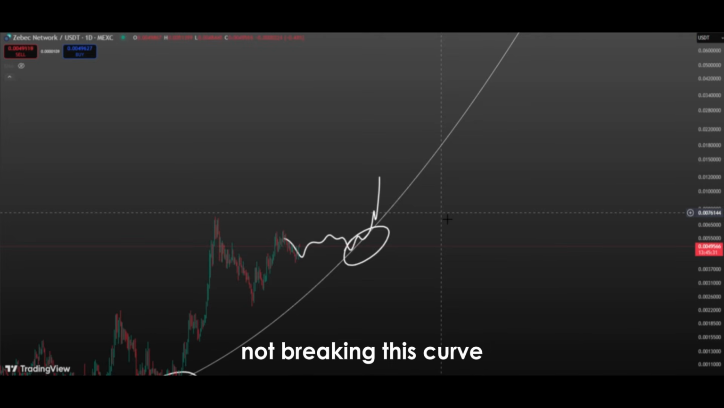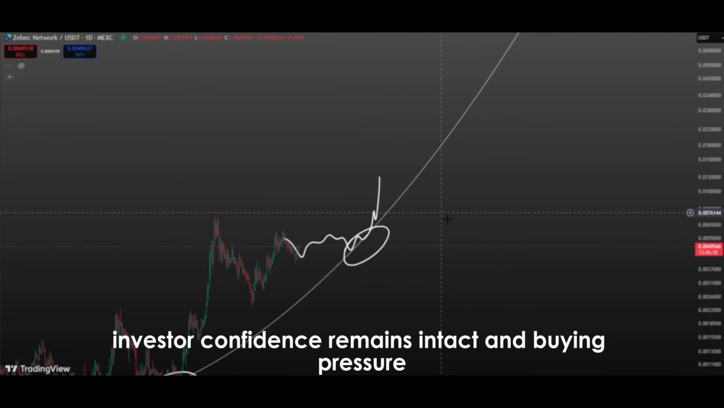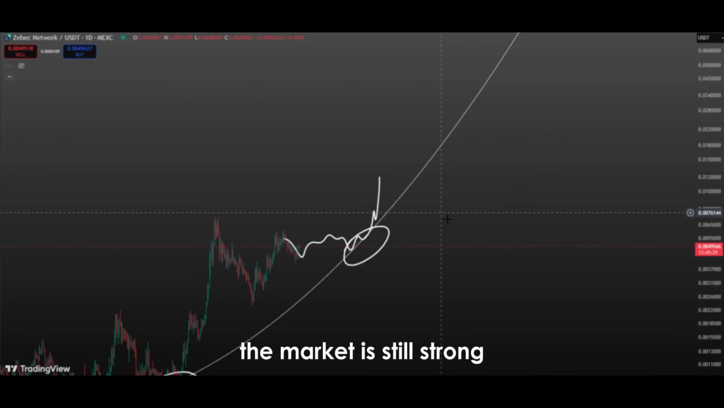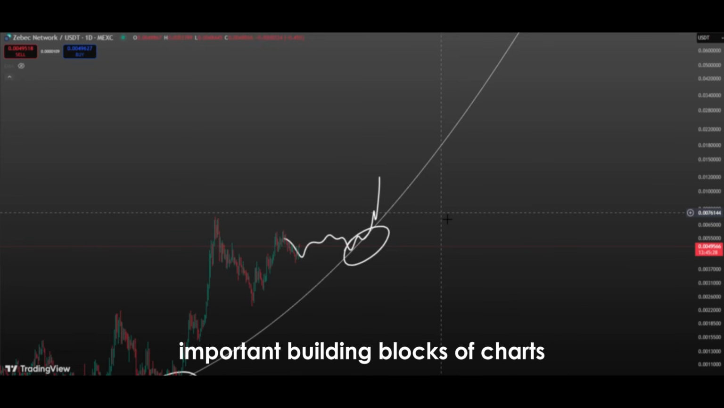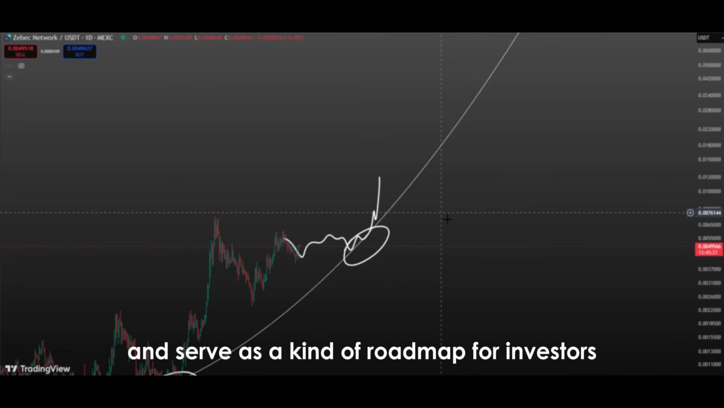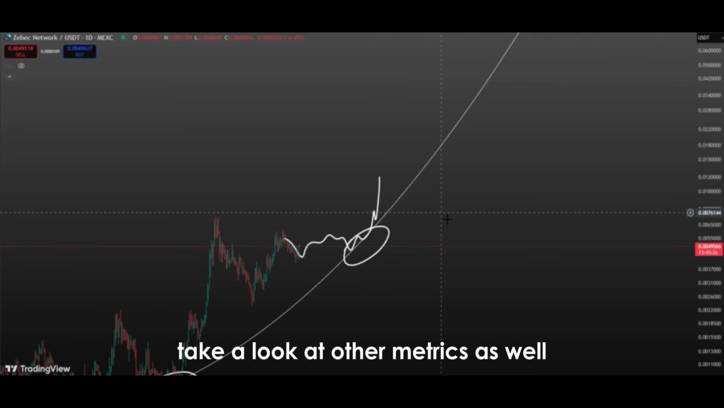Not breaking this curve means that the strength of the trend continues, investor confidence remains intact, and buying pressure in the market is still strong. For this reason, rising curves are seen as one of the most important building blocks of charts and serve as a kind of roadmap for investors. But we can't make decisions based on the curve alone, so let's take a look at other metrics as well.